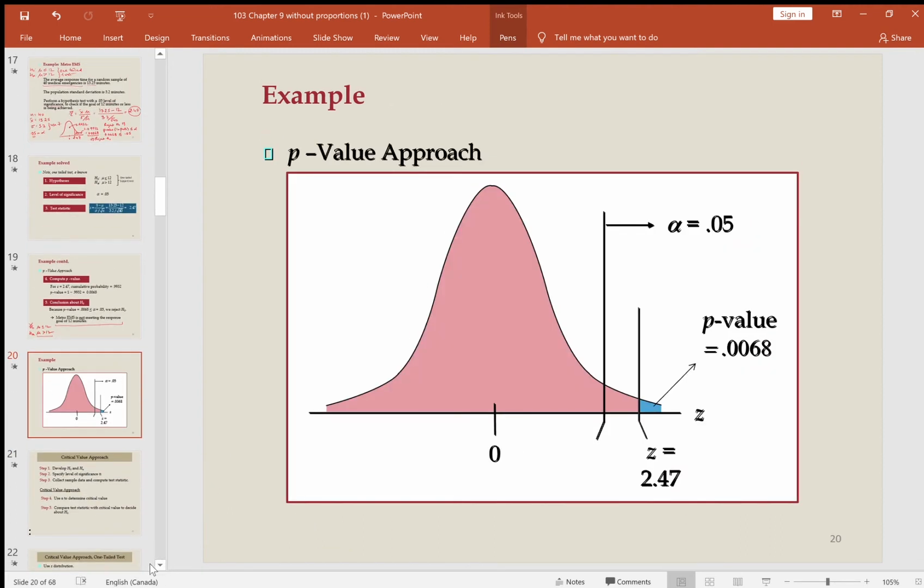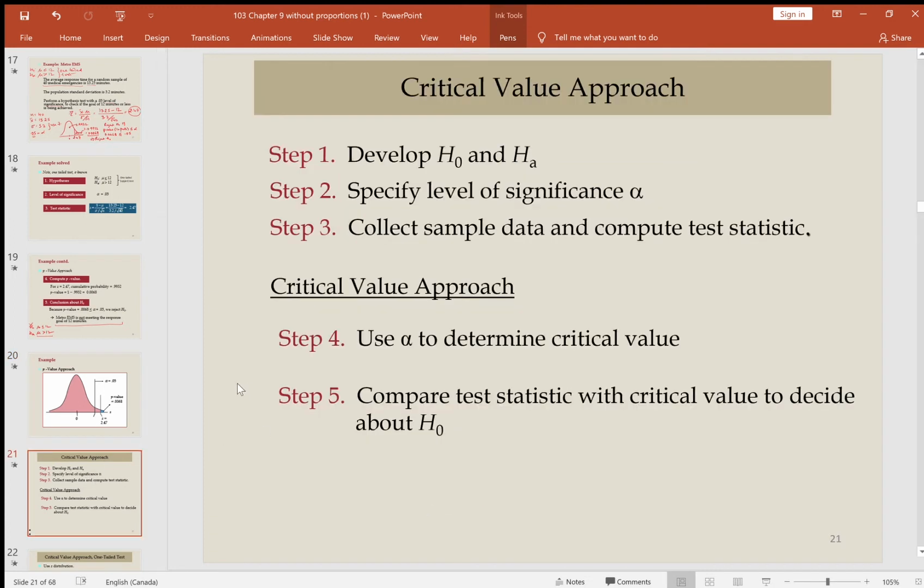As you saw, our alpha is 0.05 on the right hand side, and our p-value is 0.0068, so our p-value is less than or equal to alpha, so we can reject the null. Now, since till now we were using the p-value approach, let's now use the critical value approach.